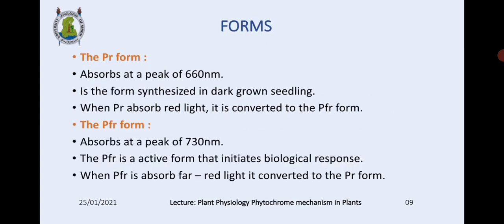So the PR form absorbs at the peak of 660 nanometer. It is the form synthesized in dark-grown seedlings. When PR absorbs red light, it is converted to the PFR form. The PFR form absorbs at the peak of 730 nanometer. The PFR is an active form that initiates the biological response. When PFR absorbs far-red light, it is converted to the PR form. This is known as interconvertible changes.